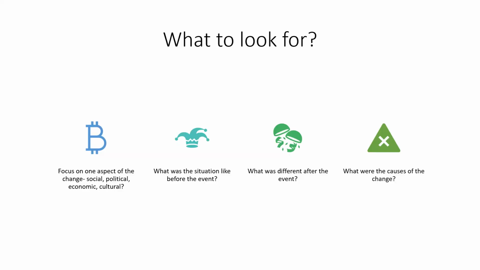So basically the idea is you look for 3 events to talk about change. You focus on one aspect of the change, whether it's social, political, economic, or cultural. What was the situation like before the event? What was different after the event? What were the causes of the change? And you write a paragraph about each event, answering these questions basically.